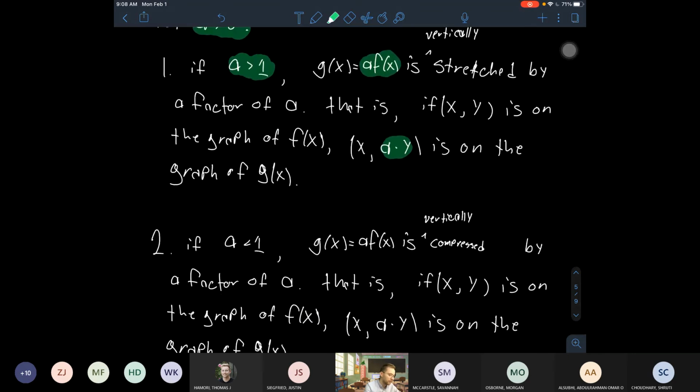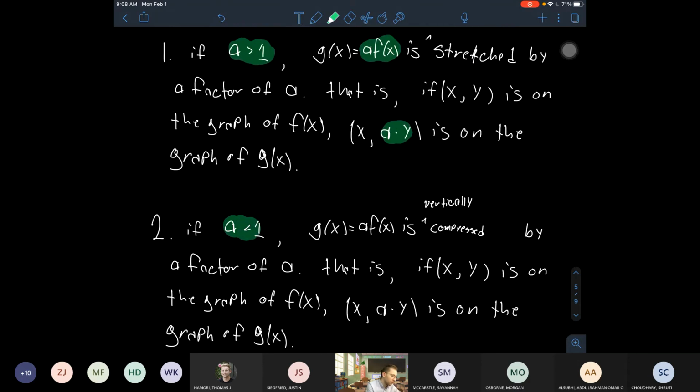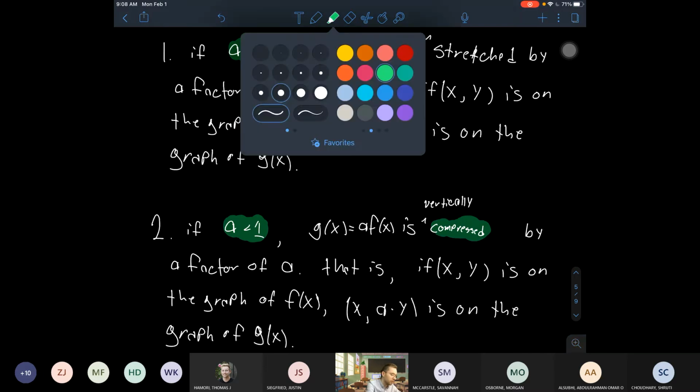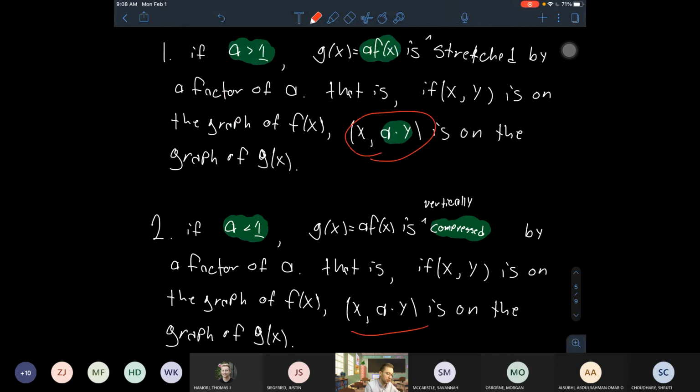Now, for the second fact, it's going to be if a is less than 1. If a is less than 1, then we call it a vertical compression, or we say that the graph is vertically compressed. And the same exact rule is going to be true for what we do to the height. All we do is we take the height and we multiply by the number a. If it happens to be a number which is larger than 1, then the height should be getting bigger. And if the number is less than 1, then we multiply some number by something less than 1. It should be getting smaller.